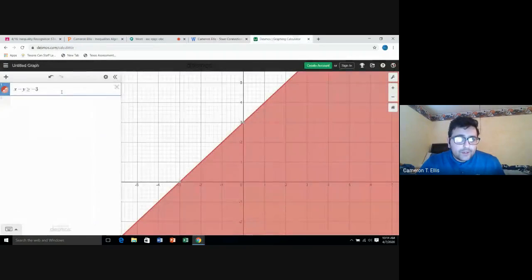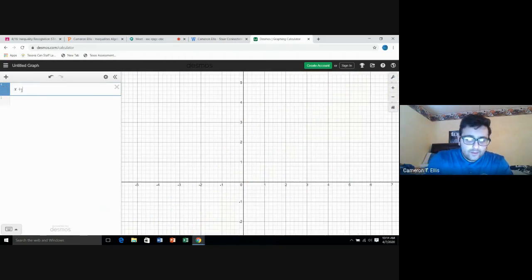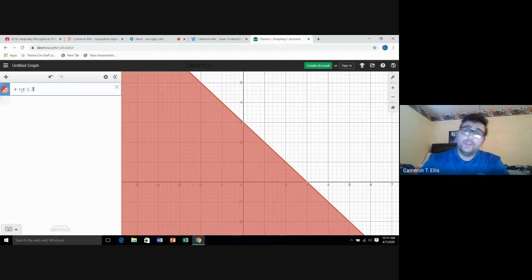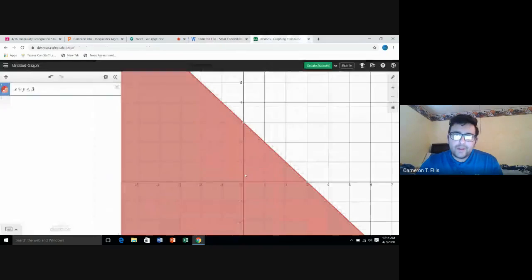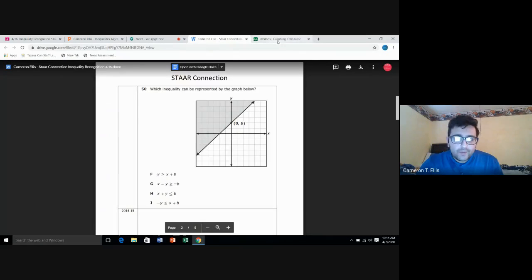X plus Y less than or equal to B, we've said 3. I like the line, but it's not facing the right direction. Those are opposite directions. Can't be that one.